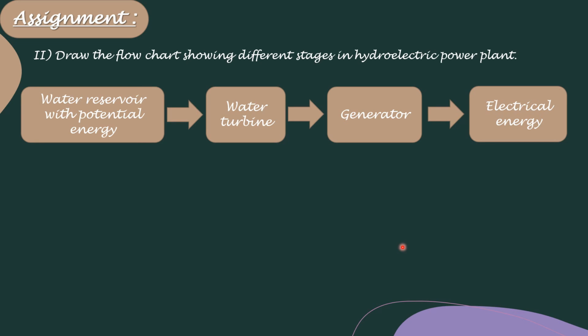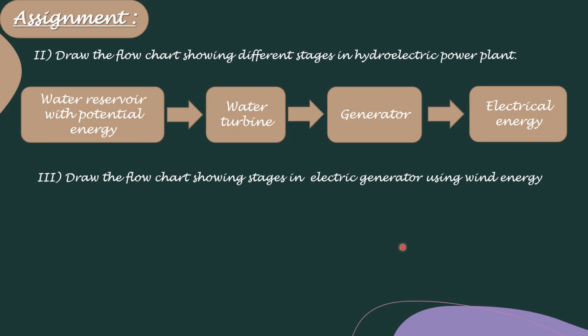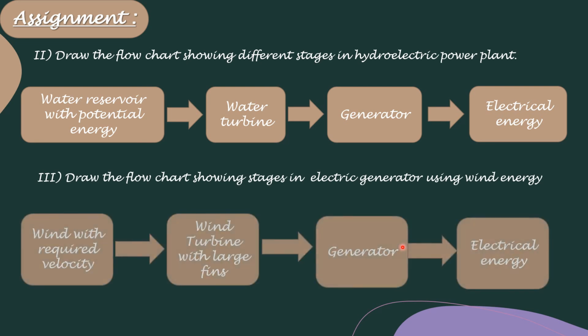Then the third question is, you have to draw the flow chart showing stages in electric generator using wind energy. So the flowchart for the stages in electric generator using wind energy is, yes, it's like wind with required velocity is then given to the wind turbine with large fins, and then the energy from the turbine is used to rotate the generator, and then the generator produces the electrical energy.